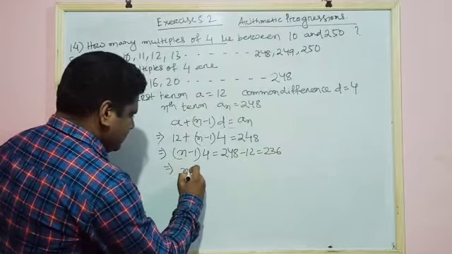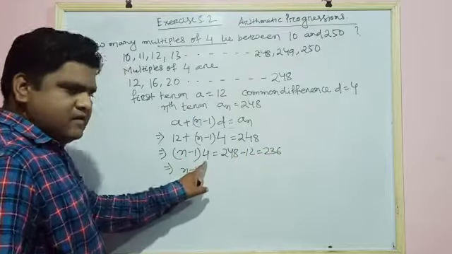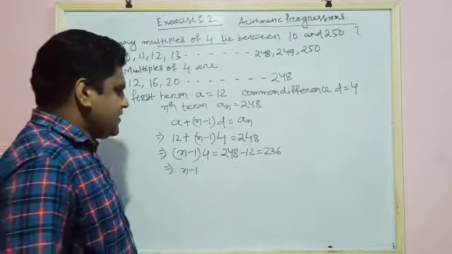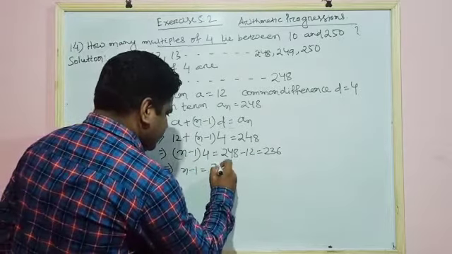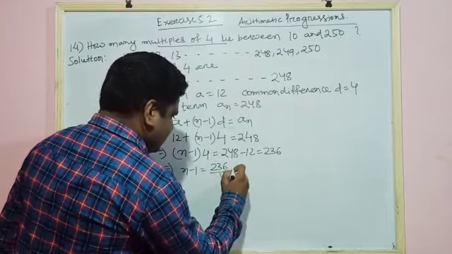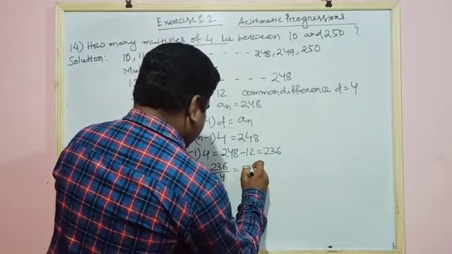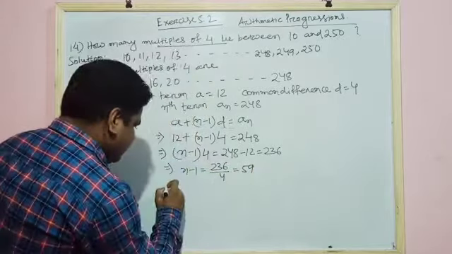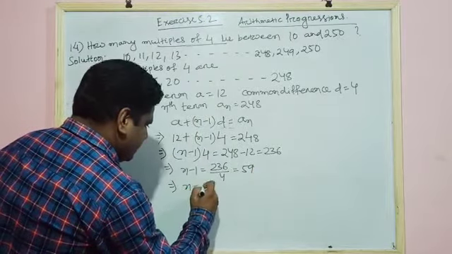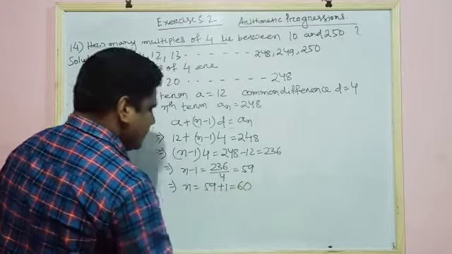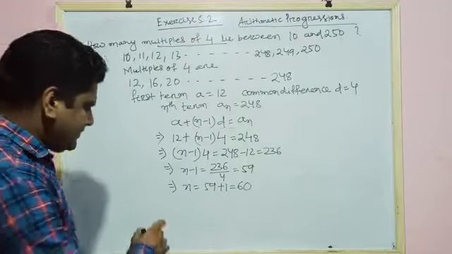Next, n minus 1. Now 4 is multiplied on the LHS, so it will be divided into 236. 236 by 4: 4 5s are 20 and 4 9s are 36, so 59. This implies that n equal to 59 plus 1, which is 60. So the final answer we have to write.